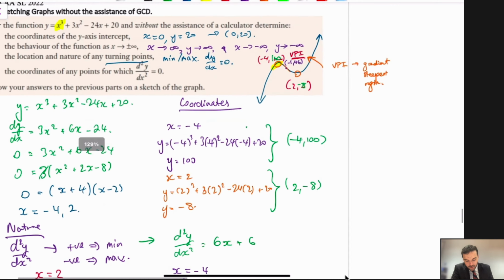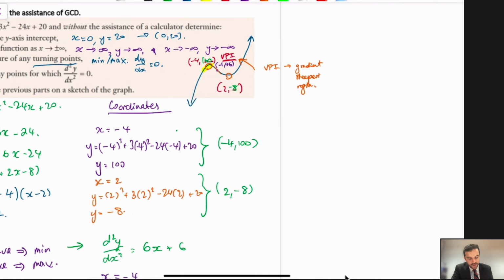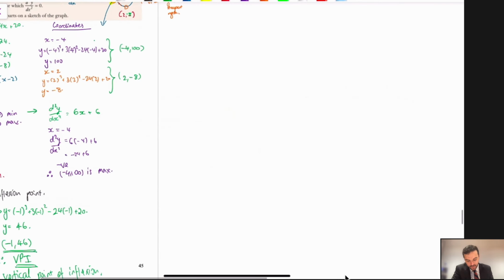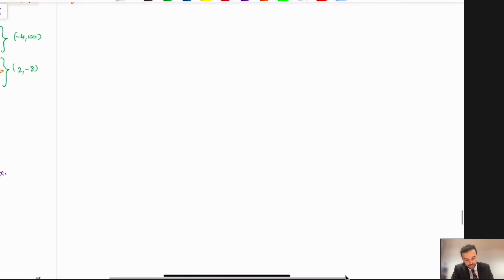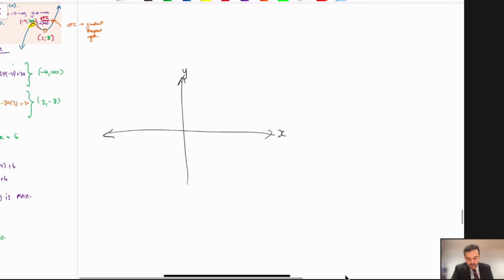Now, show your answers to the previous parts on a sketch of the graph. Now, I've done this very rudimentary sketch in the graph here. If you want, you can clean that up. You know, I don't have too much space, but if I was to do this, I'll just do it over here. Now we can draw in that y-axis. It's quite hard to know where that y-axis goes. The x-axis is easy, but where the y-axis goes can be a little tricky, so I typically don't draw that in until the end. And let's just sort of draw in what we have.